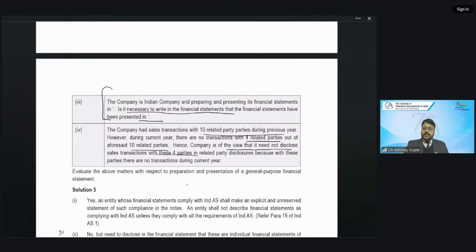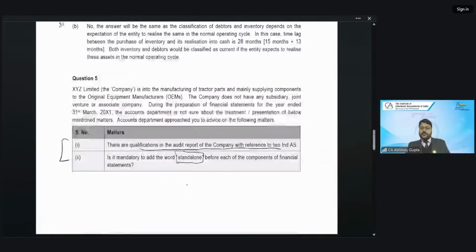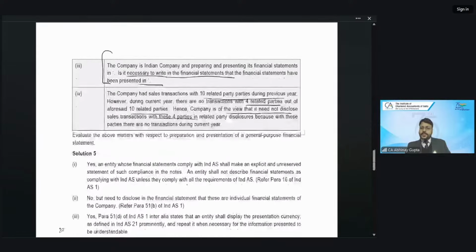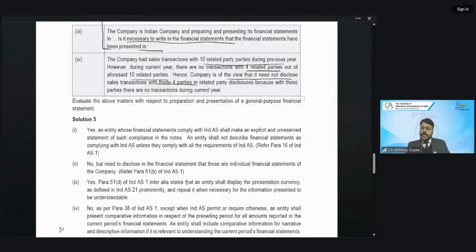So, in the first case, the auditors are qualifying the audit report, right? The company has not complied with two Ind ASs. That is the auditor's opinion, so they are qualifying their audit report. But what impact do we need to take in our financial statements?